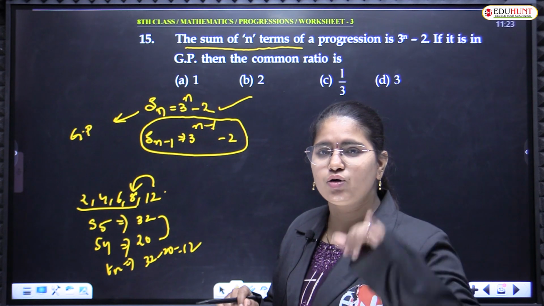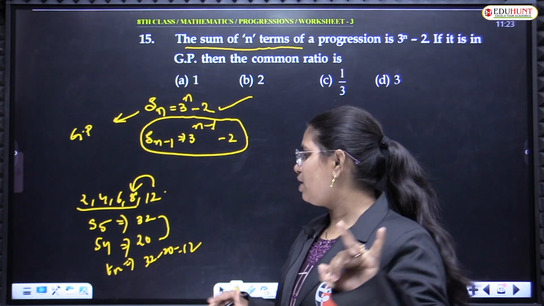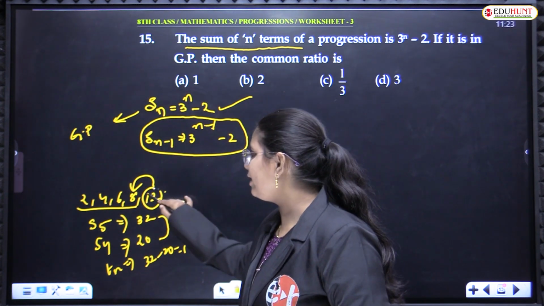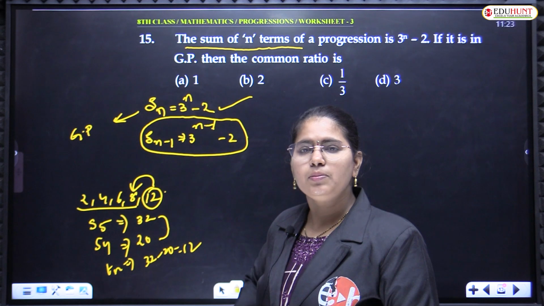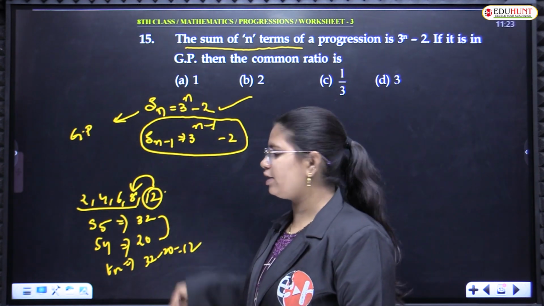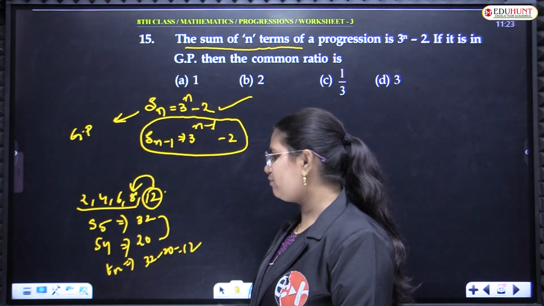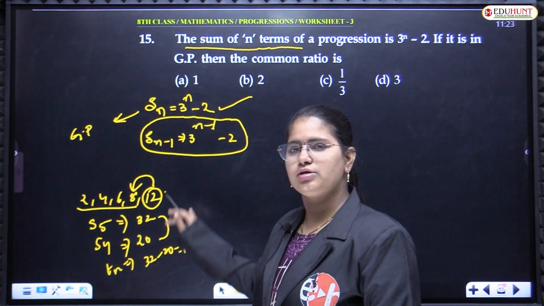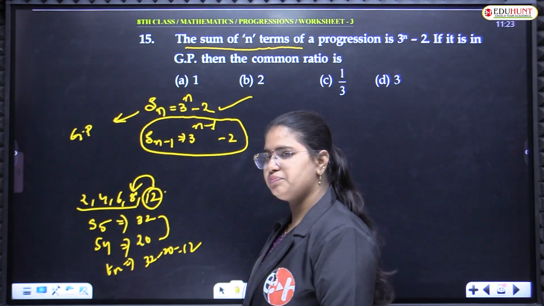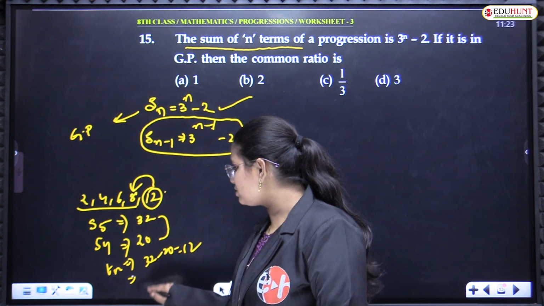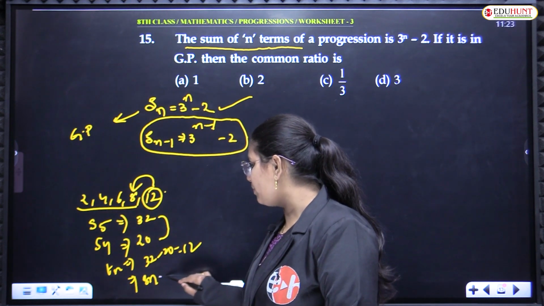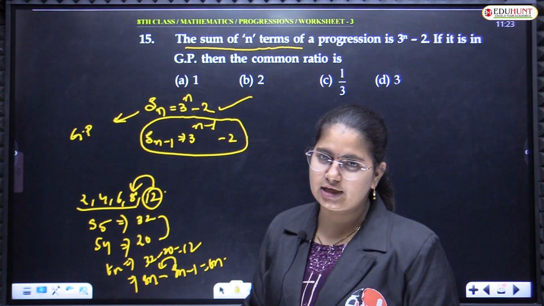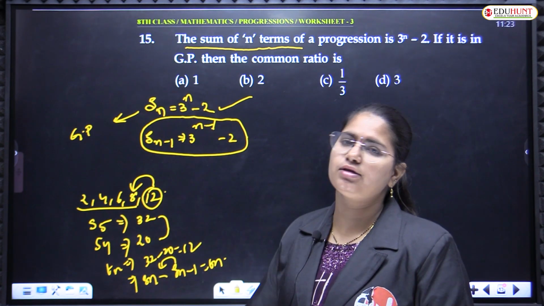What I am doing here, I wrote S5, I wrote S4. I am also writing Tn. How will I get Tn? Tn means the nth position, the last position of a progression, right? Tell me. Yes, 12. Tn is equal to 12. I am just telling a normal example, okay? So if you subtract S(n-1) from Sn, you are going to get the last term, right? That was my example.